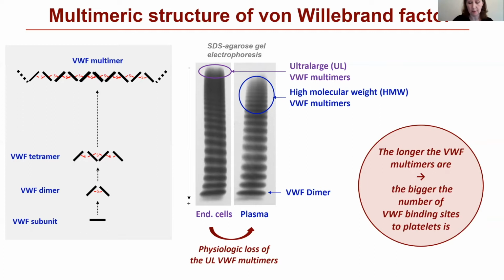Interestingly, when you compare the multimeric distribution of von Willebrand factor extracted from endothelial cells and that of von Willebrand factor present in plasma, you can see that there is a physiological loss of the ultra-large multimers between the cells and the blood. This multimeric structure has a direct consequence on its function, as the longer the multimers are, the bigger the number of von Willebrand factor binding sites for platelets is, and consequently, the higher the hemostatic power of von Willebrand factor is.